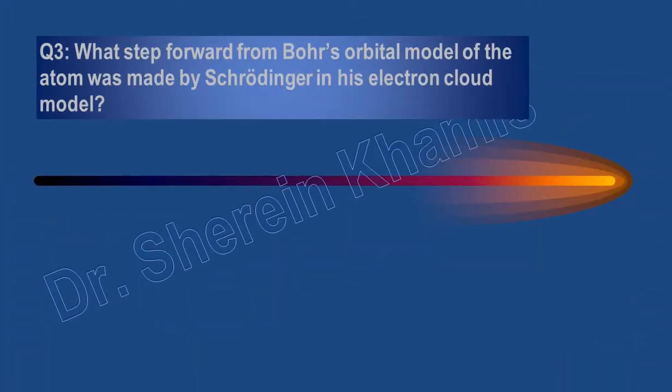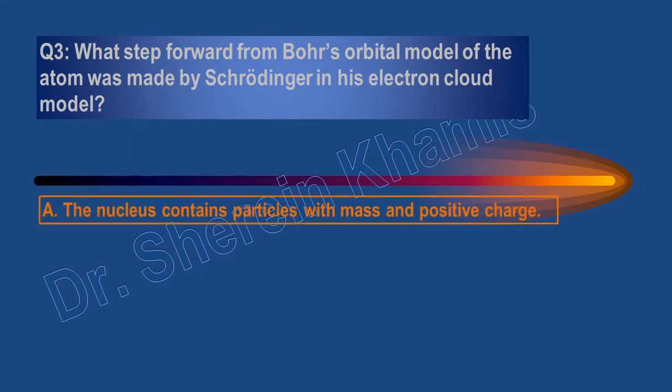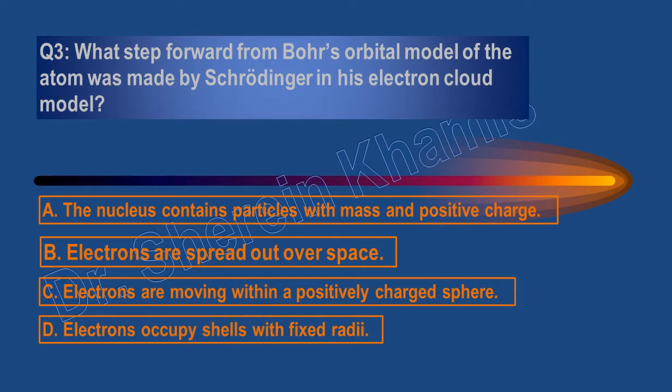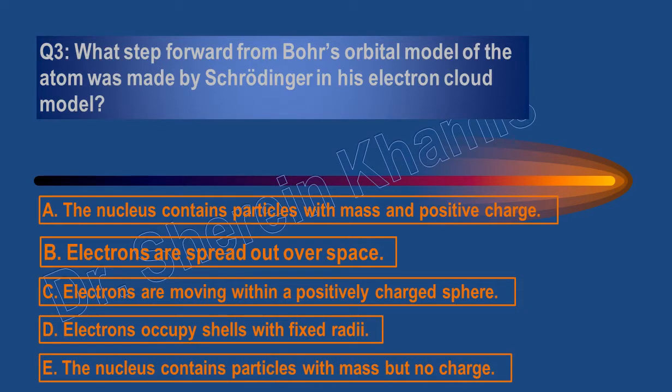Question number 3 says, what step forward from Rutherford, meaning what comes after the Rutherford orbital model of the atom, was made by Schrödinger in the electron cloud model? We have here what comes after Bohr. After Bohr, Schrödinger made the electron cloud model, and the nucleus contains particles with mass and positive charge. The options: electrons are spread out over space; electrons are moving within a positively charged sphere; electrons occupy shells with fixed radii; and the last one, the nucleus contains particles with mass but no charge. We have here C and E, which are wrong altogether, but we have A, B, and D.